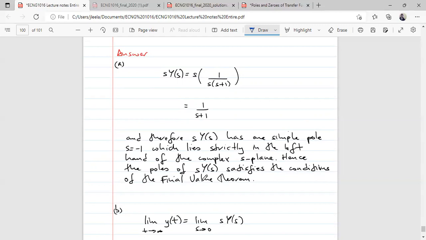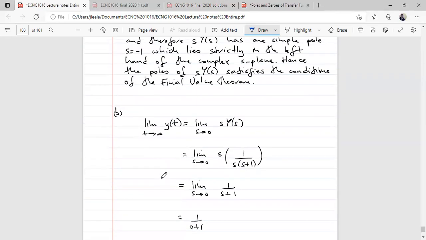And where does minus 1 lie? If we draw a little diagram here, minus 1 will lie somewhere here. So you notice that is in the left-hand plane, which is on this side. So it lies strictly in the left-hand side of the complex s-plane. Hence, the pole of sY(s) satisfies the condition of the final value theorem.